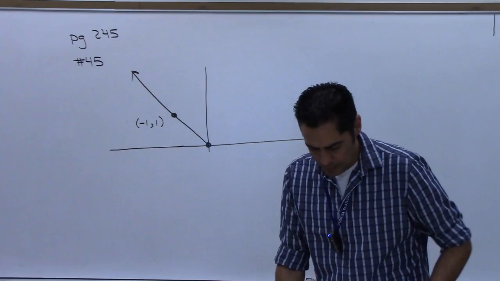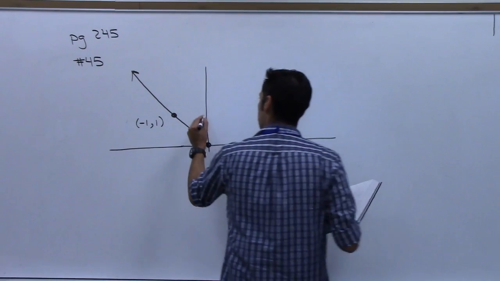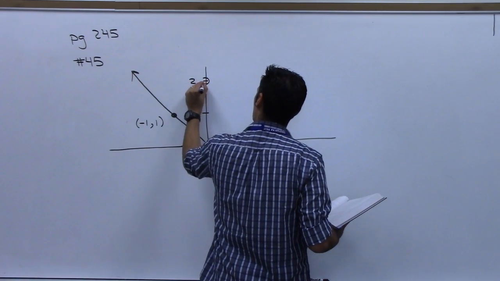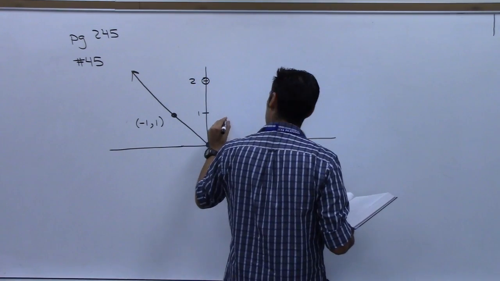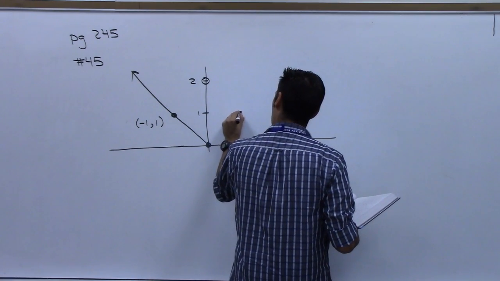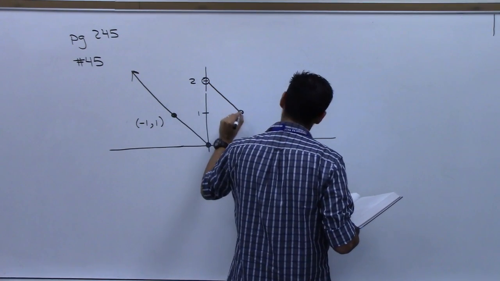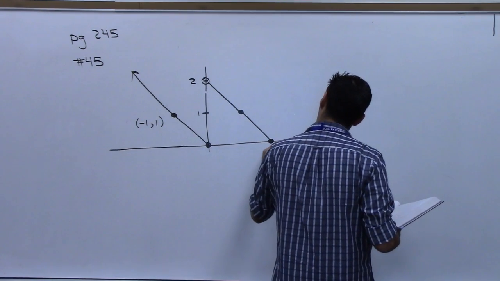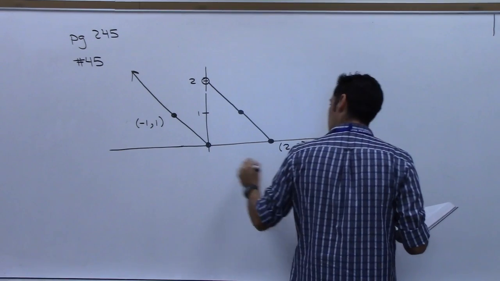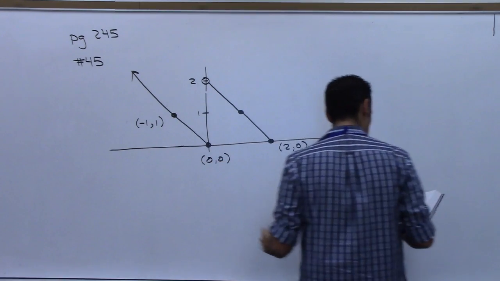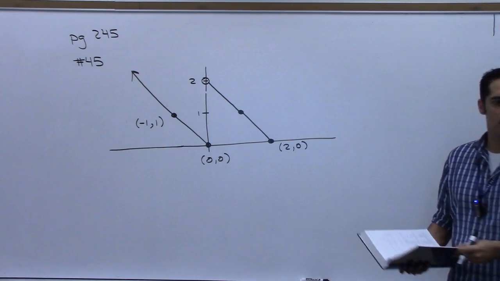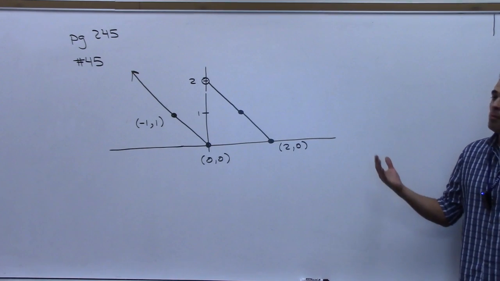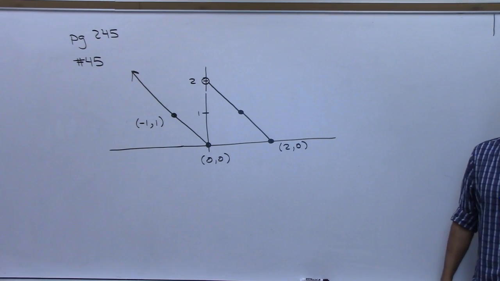Okay, so it's that, and then you have to pay real close attention to this next part. This is 1, this is 2. It has an open circle here, and then it comes down, another dot here, comes down like this. This is the point 2, 0. This is the point 0, 0. That's it. That's the whole thing. Here's the picture. They want you to come up with the piecewise function that draws this.